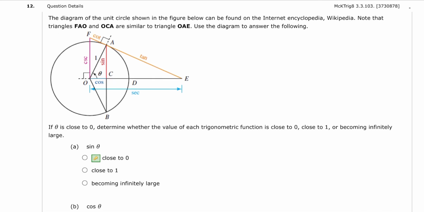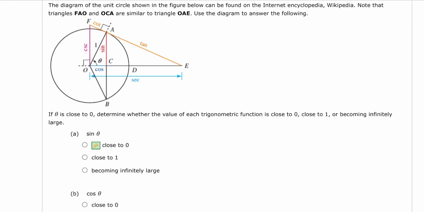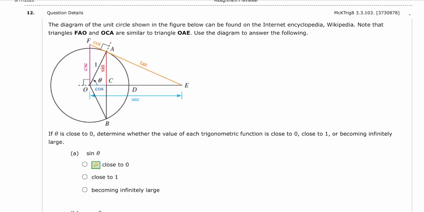So they give us a diagram here, and they want to know what happens if theta is close to 0. So imagine this angle here. If this gets smaller and smaller, then this triangle is going to look like this. The smaller theta is, the more and more it'll look like this. Right, so that's what's happening here.